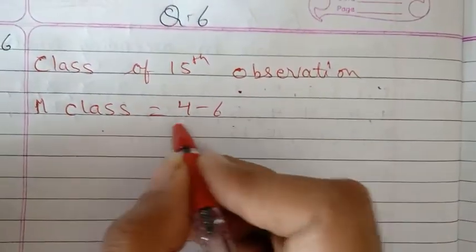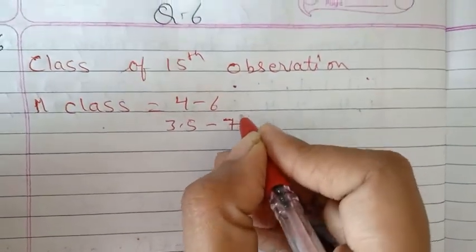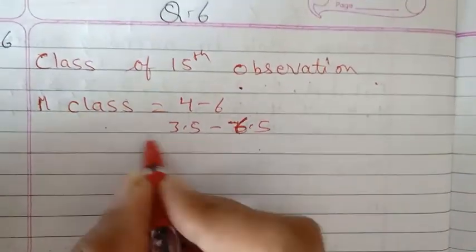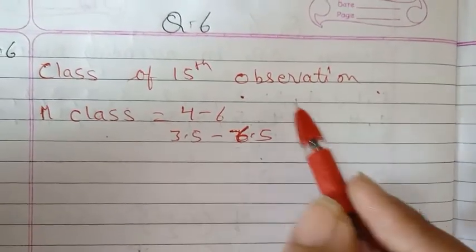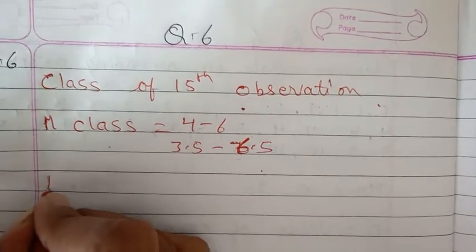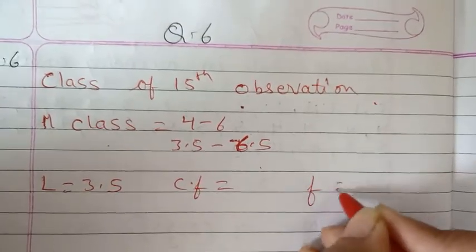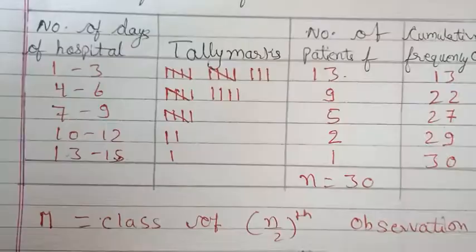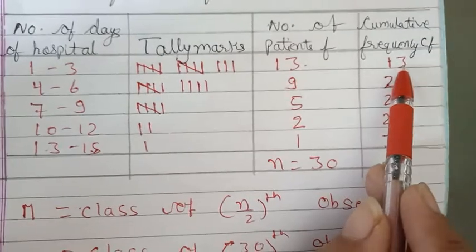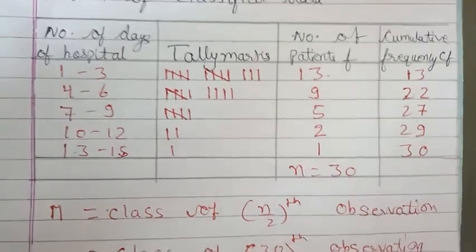Now median class is 4 to 6. As it is of inclusive type, first we will convert it into exclusive. That will be 3.5 to 6.5. Now the other things we can find out from the CF column: CFI will be of the previous class, frequency will be of that particular class, and the lower boundary point. So the lower boundary point is 3.5, CFI, frequency and C. As you can see here, CFI will be of the previous class, so that will be 13. Frequency will be of that particular class, so that is 9, and C is 3.